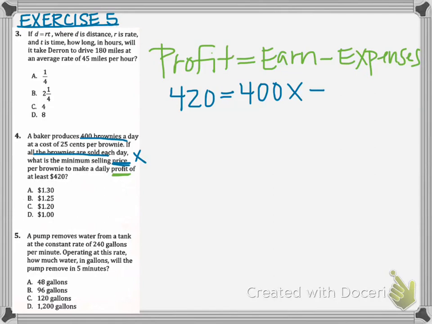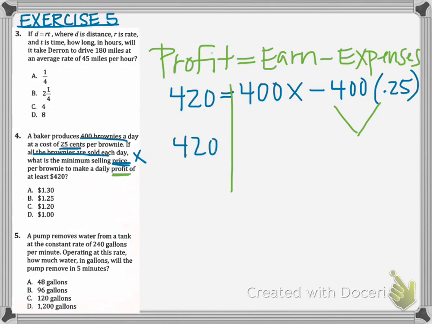And to make those 400 brownies, he had a cost of 25 cents per brownie. Well, if he made 400 brownies and he had to spend 25 cents per brownie, that would be 400 times 25 cents. So all we have to do is solve this equation for x. So the first thing we want to do is go ahead and multiply the negative 400 times the 0.25. So 420 equals 400x minus 400 times 0.25, which is 100.